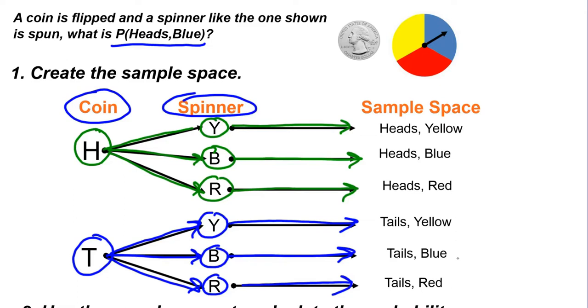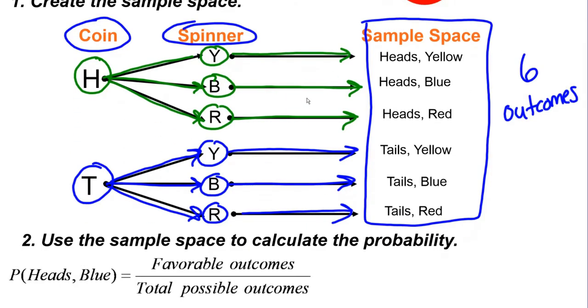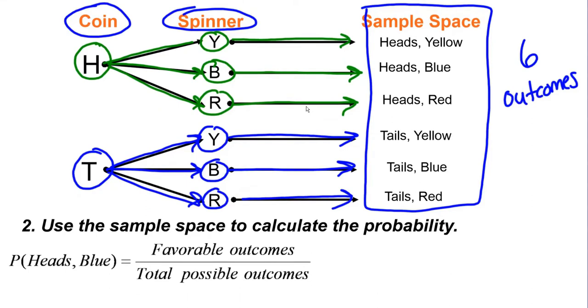So if you look over here on the right, this is our sample space. This is a list of all the possible outcomes of this compound event. So I have 1, 2, 3, 4, 5, 6 possible outcomes to this compound event. Now that's important to note, because that's going to give me the denominator of my ratio. So how am I going to find the probability of getting heads blue? Well, I'm going to use the sample space now. So I know the total possible outcomes is 6. There are 6 possible outcomes.